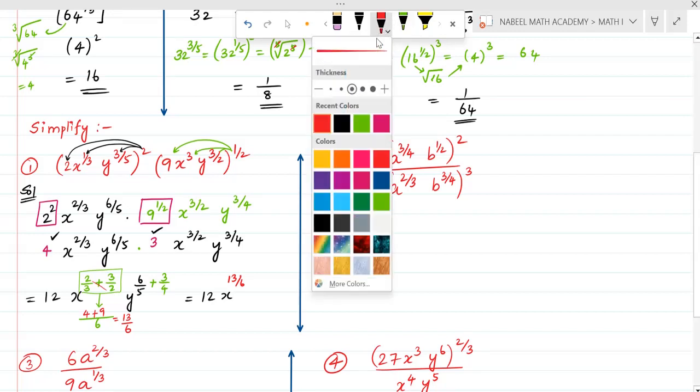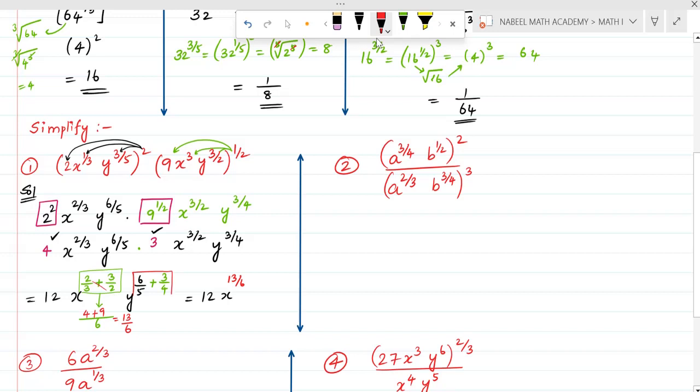Now similarly, here you have the same rule. If I multiply here, you will get what? 20. Cross multiply, you will get 24 plus 15, which is equal to 39 over 20. So we will have y to the power 39 over 20. So this is the final answer.